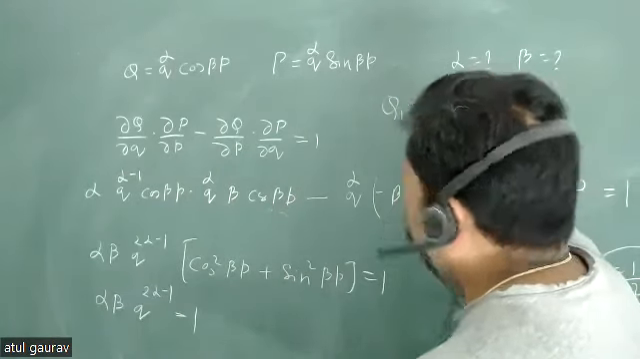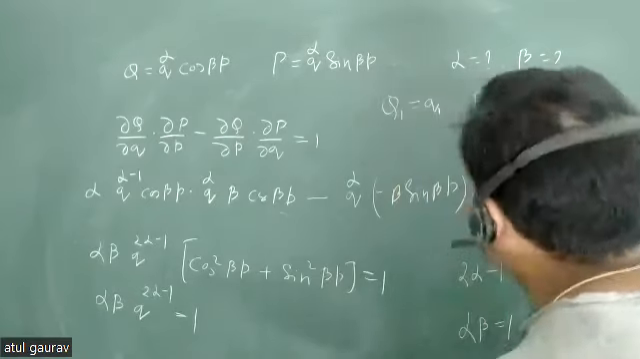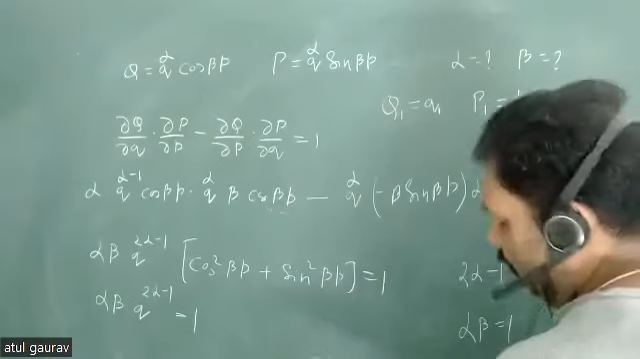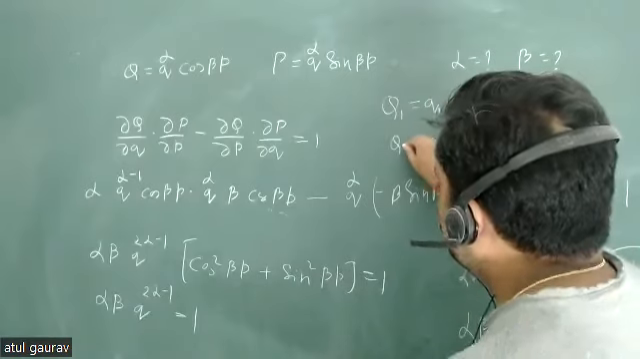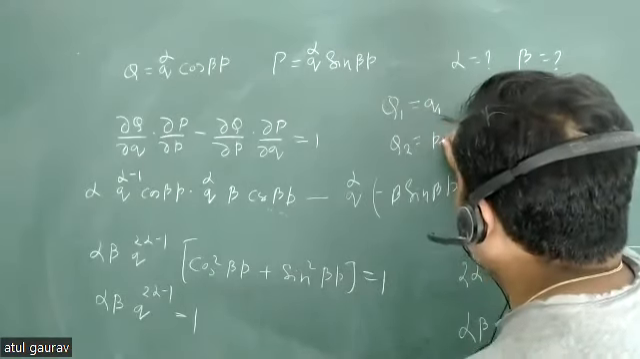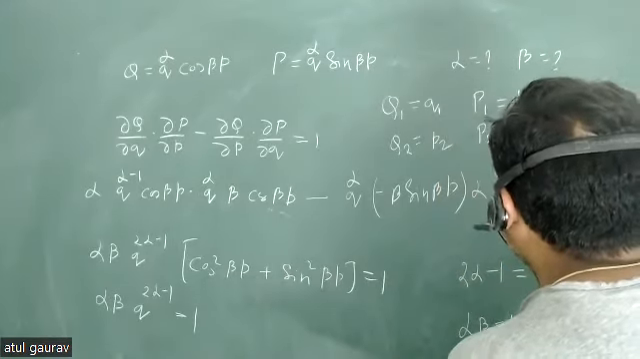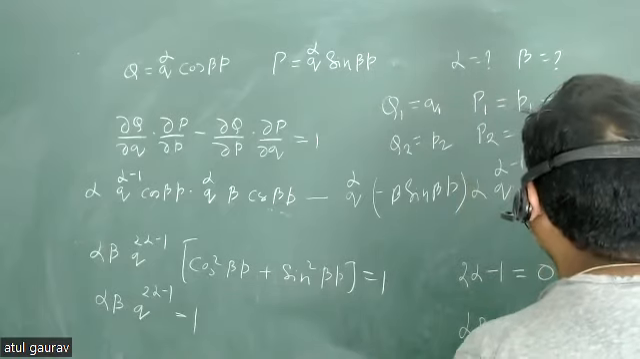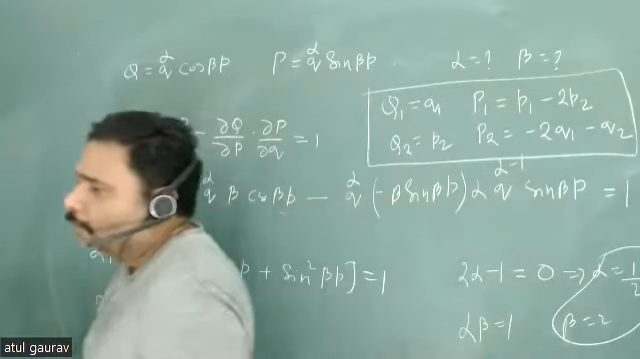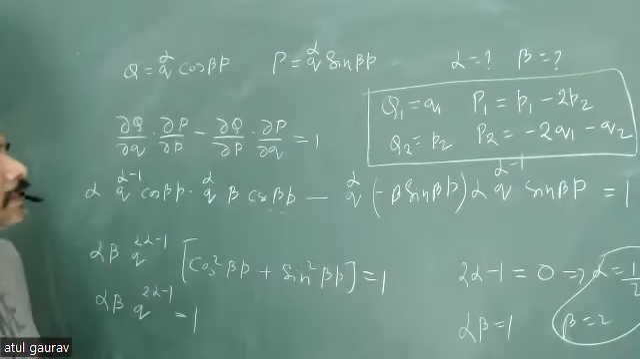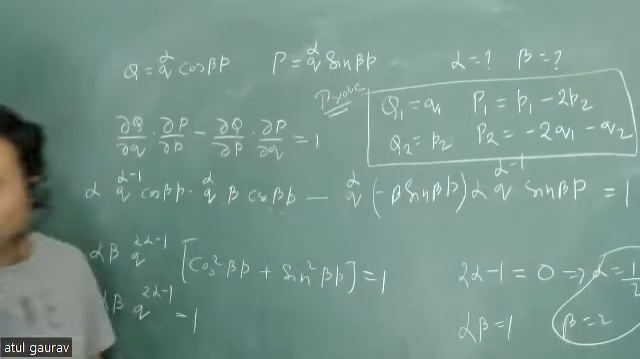Q1 is equal to small q1, P1 is equal to small p1 minus 2 p2, q2 is equal to small p2 and p2 is equal to minus 2 q1 minus q2. What do you have to do? You have to just prove this transformation is canonical. How will you approach it?